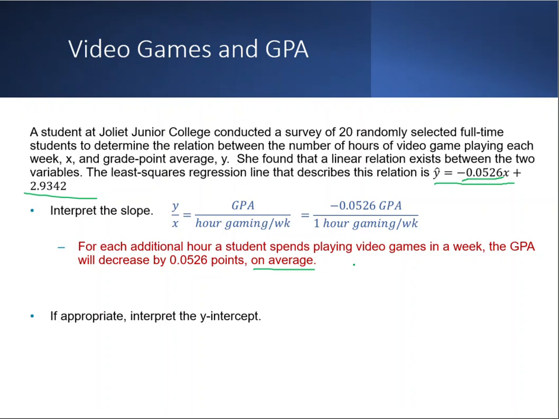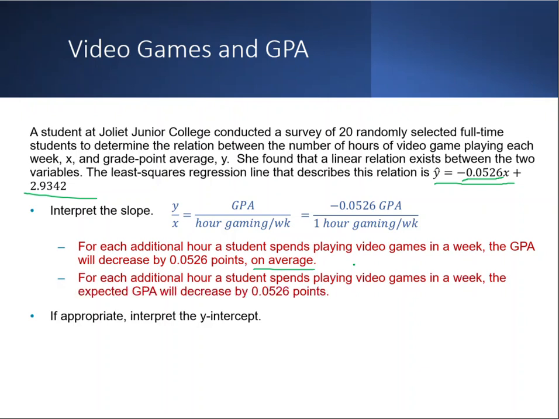There's another way to interpret this slope, and that is using this sentence right here. For each additional hour a student spends playing video games in a week, the expected GPA will decrease by 0.0526 points. You'll notice that these two sentences look exactly the same until you get to the comma. After the comma, they differ slightly. The first sentence uses the words on average to give you that wiggle room, whereas the second sentence uses the words expected GPA and just restructures the sentence. But both of them are an equivalent way of interpreting slope.